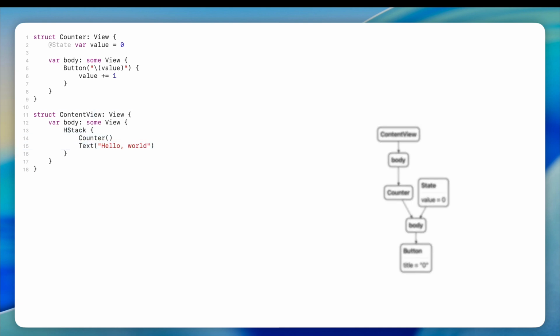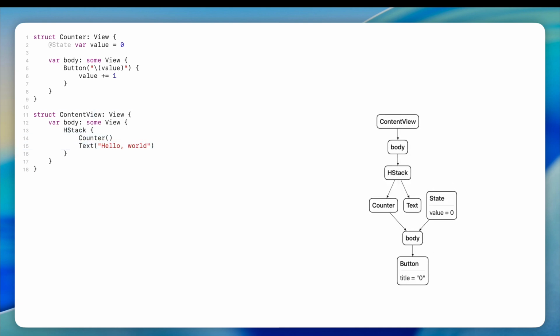Now we can actually add a text node to our content view and an h tag around it, and then the graph looks like this. And again, if we were to invalidate the state property, the body would get recomputed, and the button would get recomputed, but the content view will not.